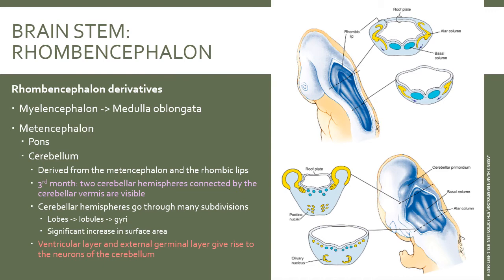What structures derive from the rhombencephalon? Again, we get the myelencephalon, which will become the medulla oblongata, and then the metencephalon, which will become the pons and the cerebellum.